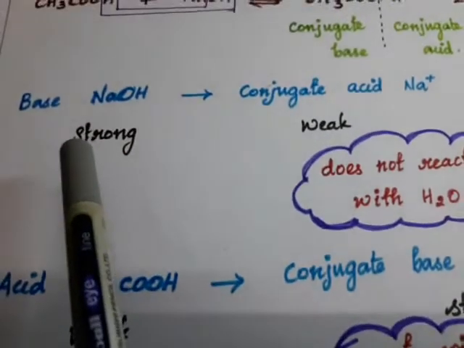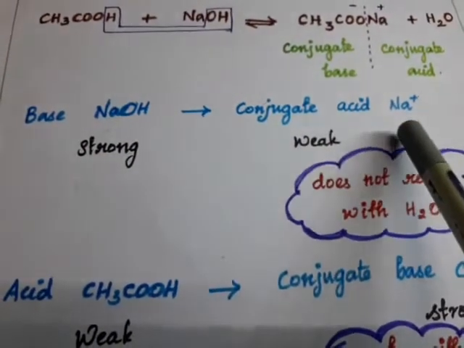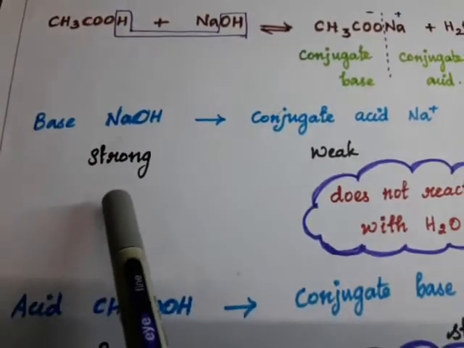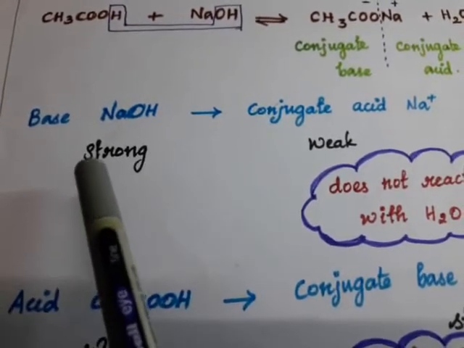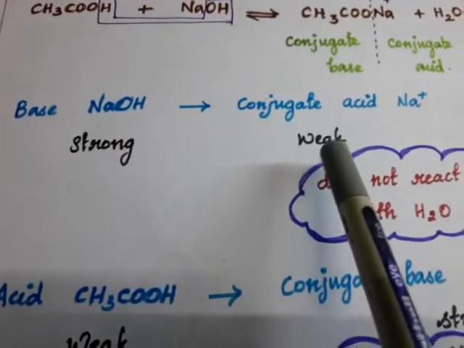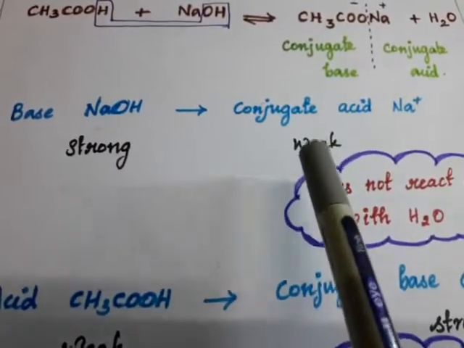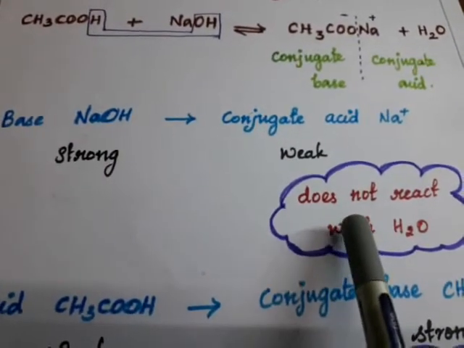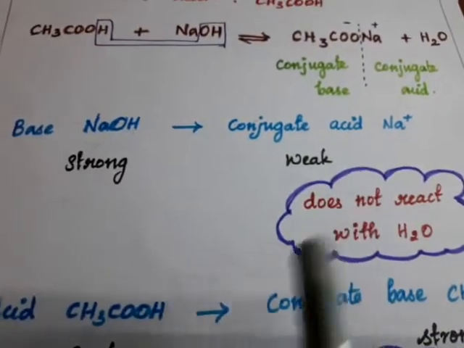So here the base is NaOH and the conjugate acid is Na plus, right? We all know that NaOH is a strong base. The concept is, if the base is strong, then the conjugate acid will be weak. If it is weak, then it does not react with water. So the conjugate acid Na plus does not react with water.